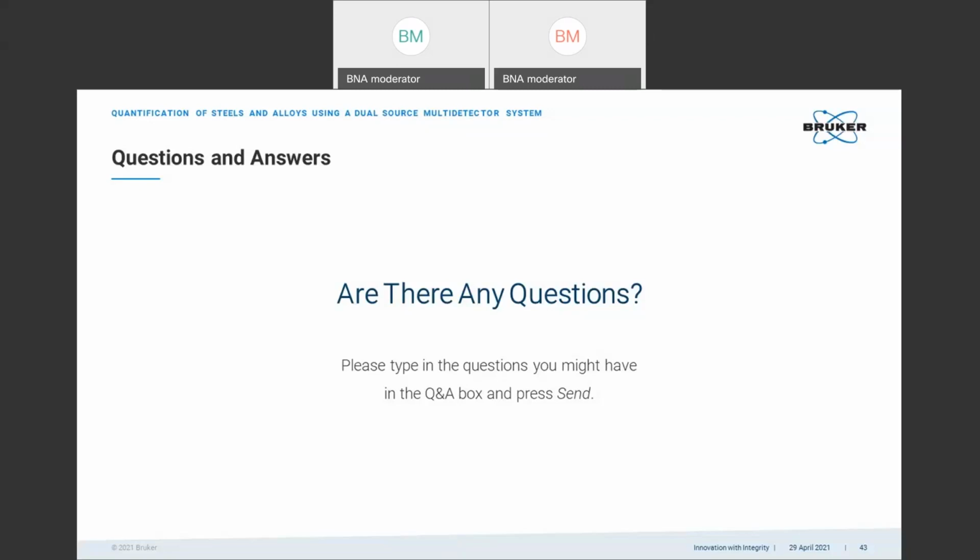Yes, I guess an extra comment related to that is this is where the benefit of combining all the systems can come in, because WDS is a sequential system. You have to analyze each element individually, whereas with the micro XRF-EDS or SEM-EDS, that is simultaneous.